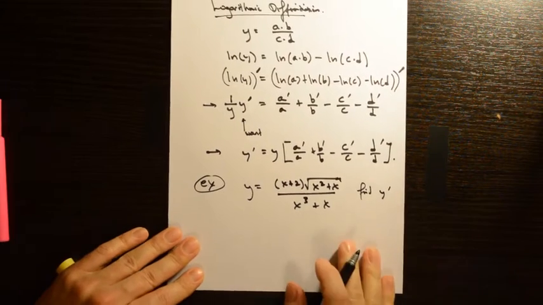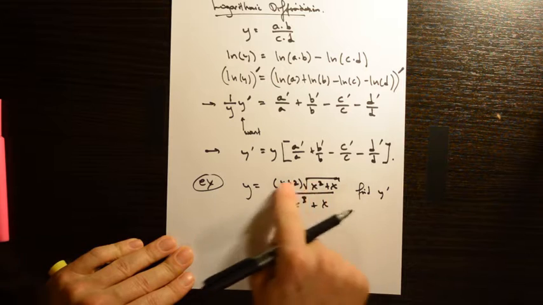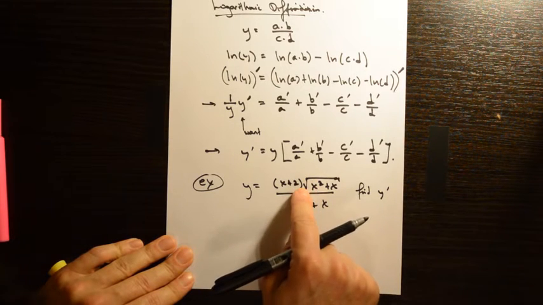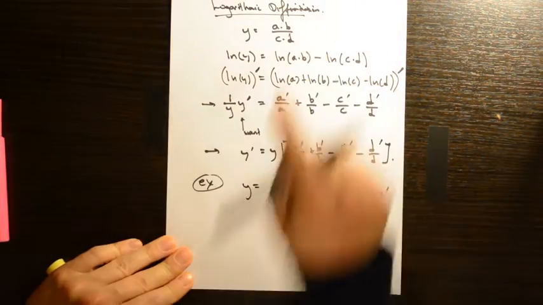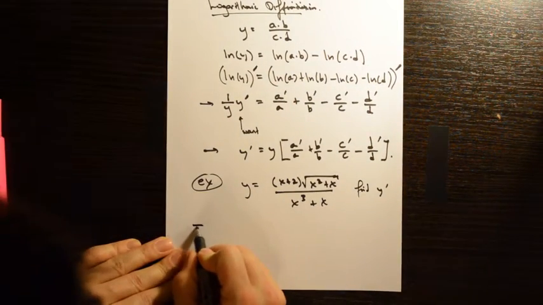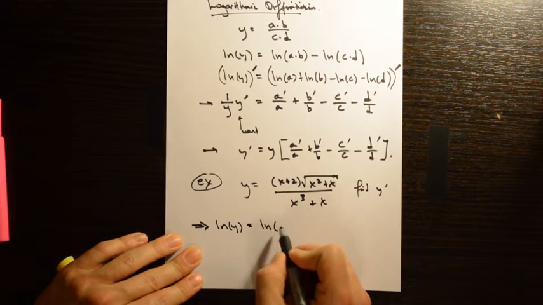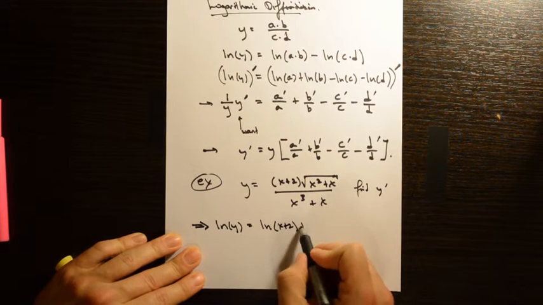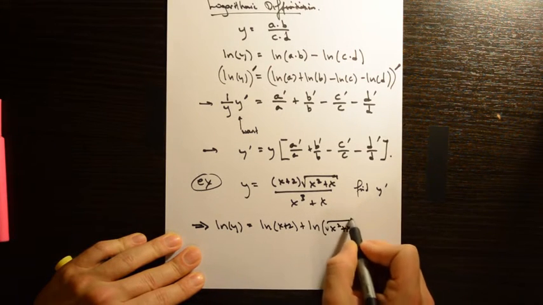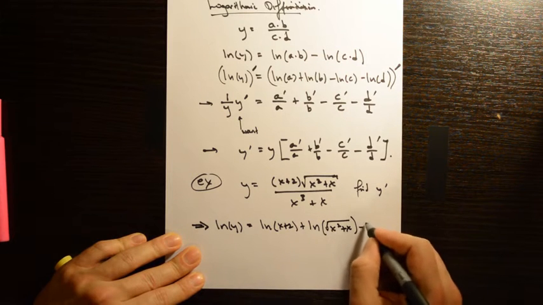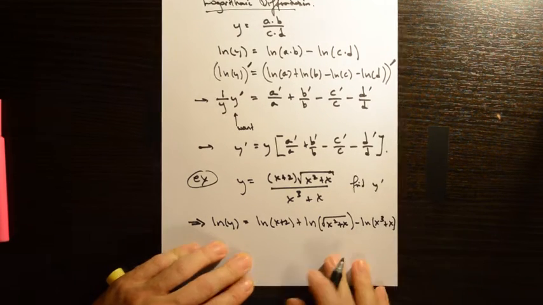Now if we were to find y prime by the usual rules of calculus that we learned earlier, we could take a quotient rule, and then when we take the derivative of the numerator, we have a product rule, and then we take the derivative of this term, we have a chain rule. Using this technique of logarithmic differentiation though, instead what we have is that the natural log of y is equal to the natural log of x plus 2 plus the natural log of the square root of x squared plus x minus the natural log of x cubed plus x.